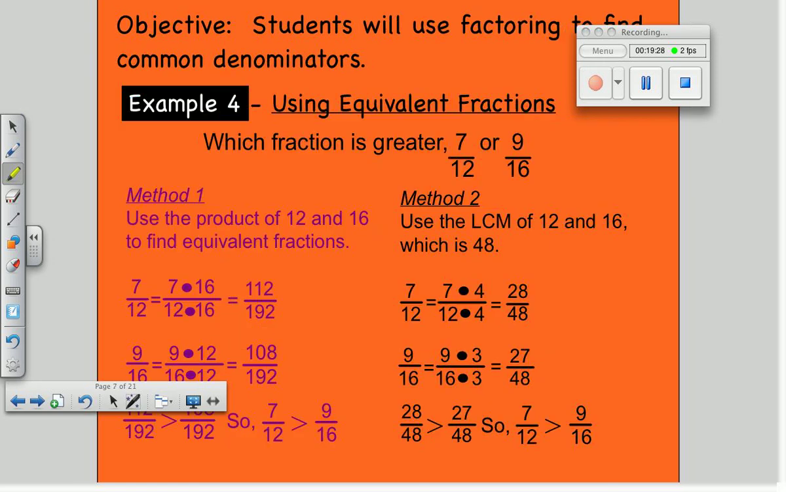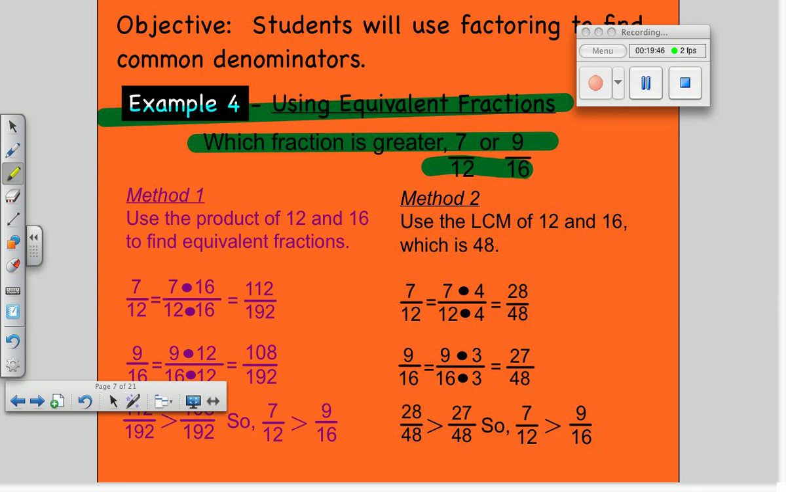Another way to do this would be to find equivalent fractions, to find fractions that all have the same denominator, and then you can just compare the numerator of them to put them in order. Okay? So using equivalent fractions. So when we're comparing fractions, which one is greater, 7/12 or 9/16? Okay? One method, and again you can choose a method, is to use the product of 12 and 16. Remember that product means multiply. So if we're going to multiply 12 and 16, 12 times 16 is 192. Okay? So we're going to use the common denominator of 192 in both of these. 192 in that denominator and 192 in this denominator.